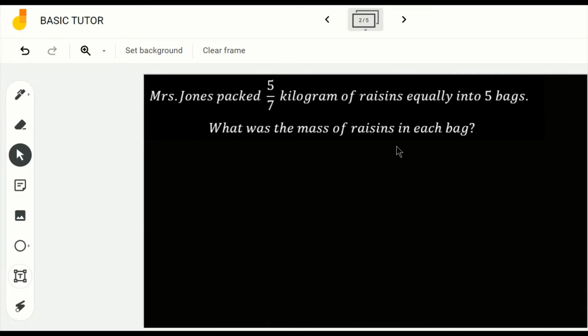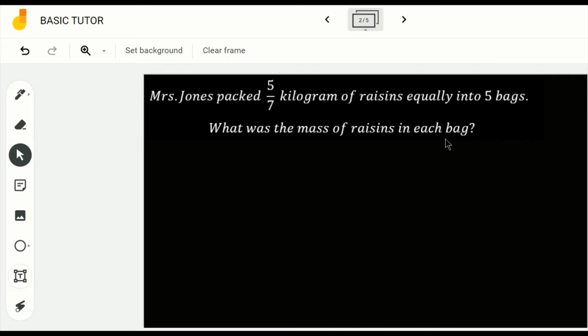Now, in solving a word problem, the first thing is to understand the problem. Then step 2, you have to plan what to do, and step 3, you work out the question. This question reads: Mrs. Jones packed 5/7 kilogram of raisins equally into 5 bags. What was the mass of raisins in each bag?